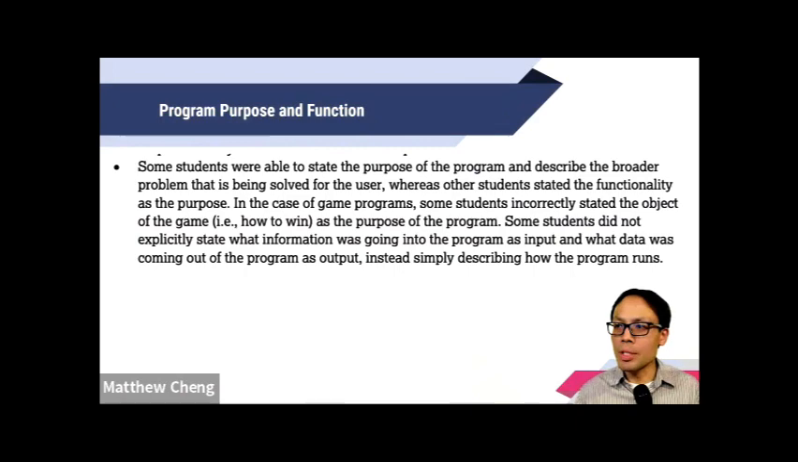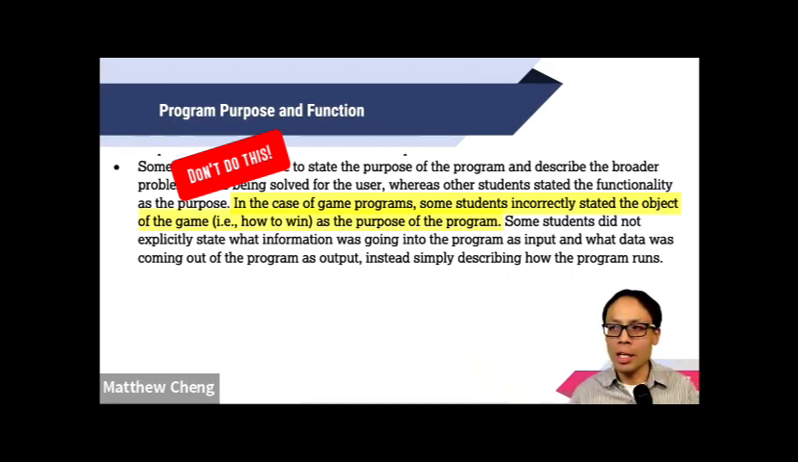Some students were able to state the purpose of the program and describe the broader problem that's being solved for the user. However, in the case of game programs, some students incorrectly stated the object of the game, for example, how to win, as the purpose of the program. That wasn't what the College Board was looking for. I feel like they're emphasizing purpose and functionality. And I think you have to be very careful if you're going for something like a game to explain that well in order to get credit for row 1 and all the subsequent rows as well.